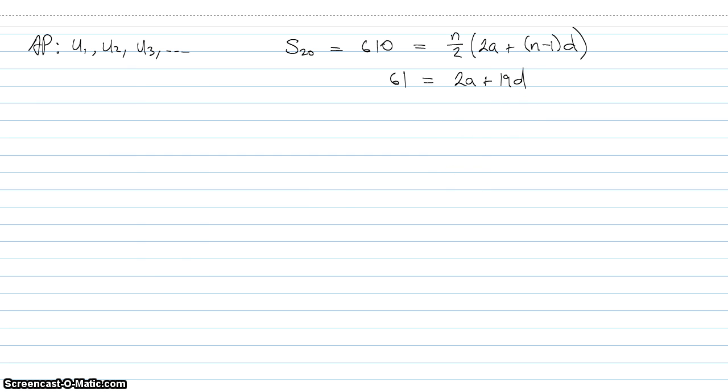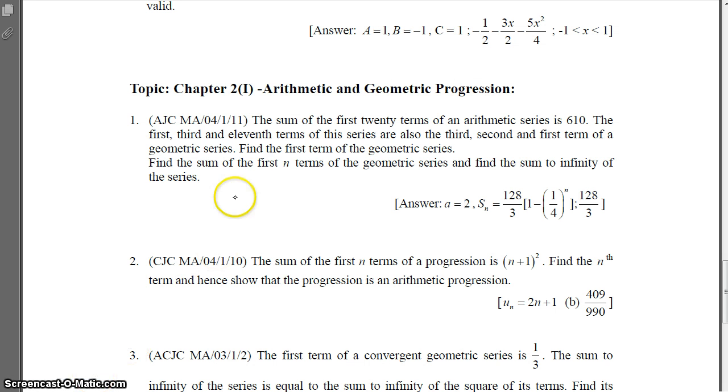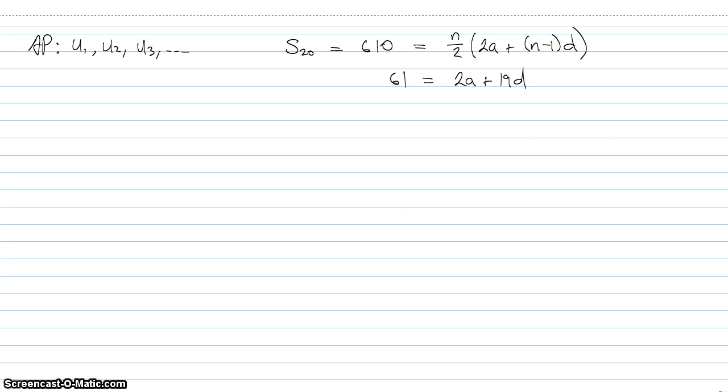And then what about the second part? The second part tells us that the first, third, and 11th terms of the series are also the third, second, and first terms of a GP. So if I have U11 and I multiply it by some common ratio r, I'm going to get U3. And if I multiply that by some common ratio r, I would get U1. This is what it means when it says the first, third, and 11th terms of this AP also form the third, second, and first terms of a GP.